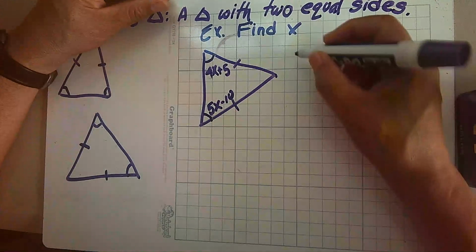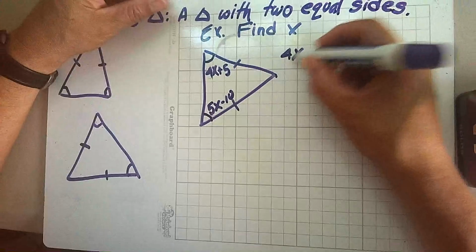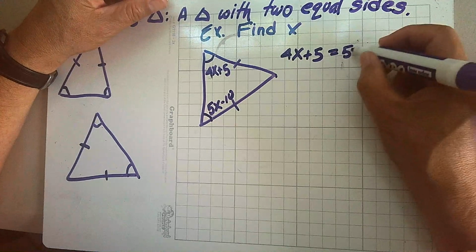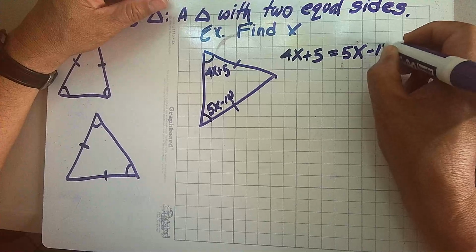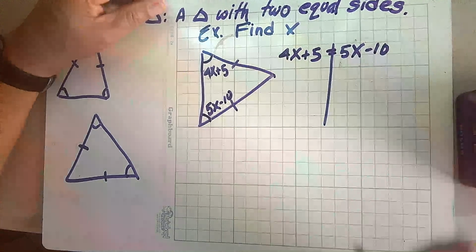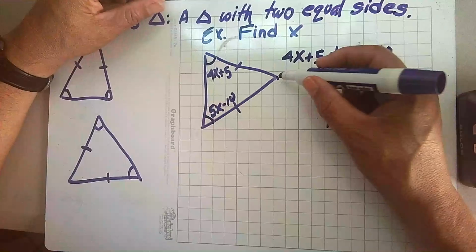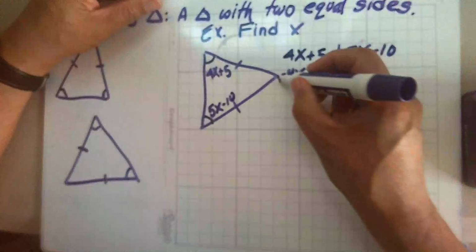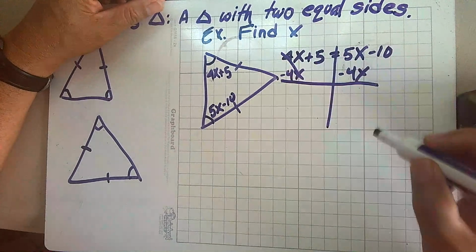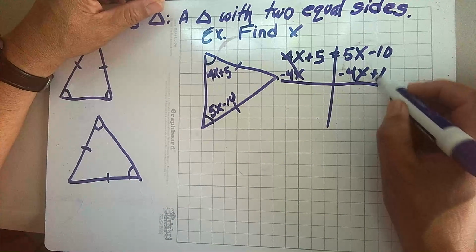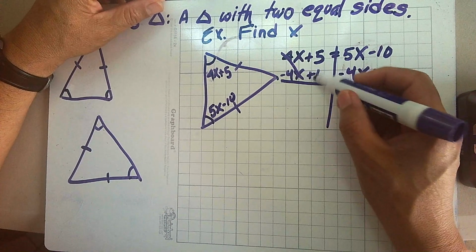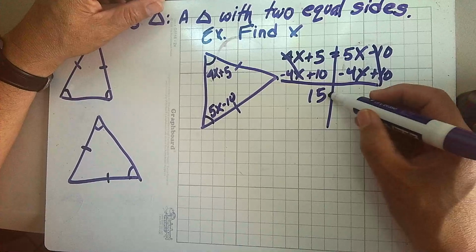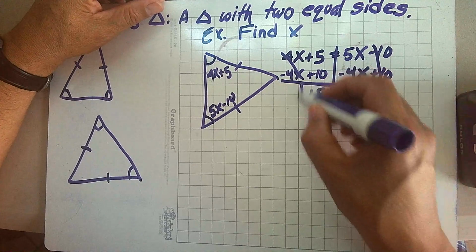So that tells me that 4x plus 5 will be equal to 5x minus 10. So for x, you're going to do minus 4x minus 4x. These will cancel. And then you do plus 10 plus 10. These will cancel. So the answer will be 15 is equal to x. And that is the answer.